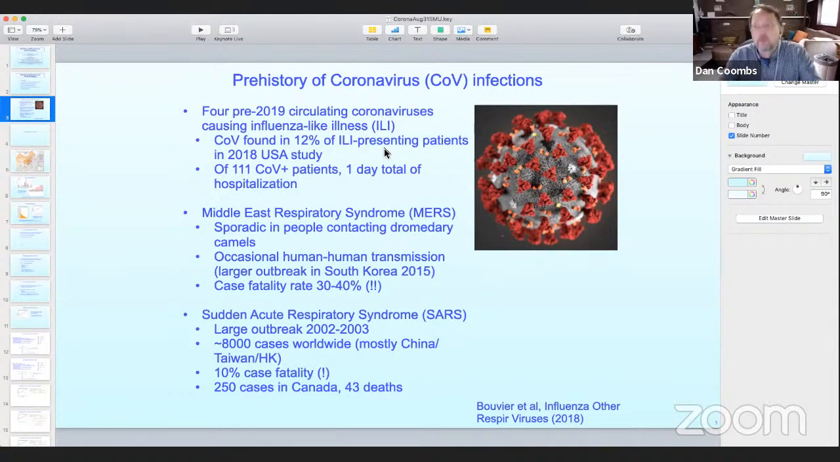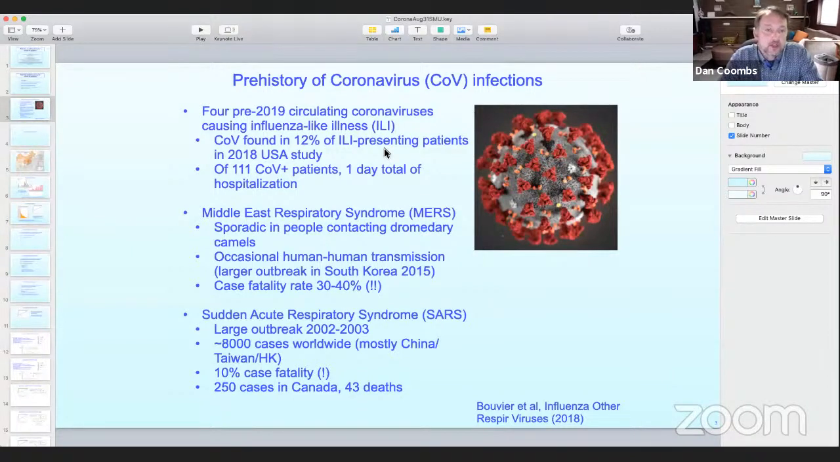There were 4 coronaviruses circulating in the US before the now famous coronavirus. And in fact, there was a study in 2018, a fairly large multi-center study in the US, and around 12% of people who had influenza-like illness actually had a coronavirus. So these things have presumably been circulating, and we don't know too much about them. But the bottom line of that study was that they're not particularly virulent. There was 1 total day of hospitalization of patients who actually had one of those preceding 4 coronavirus infections. There's not much else. We know they're around, they exist, they don't seem to do too much.